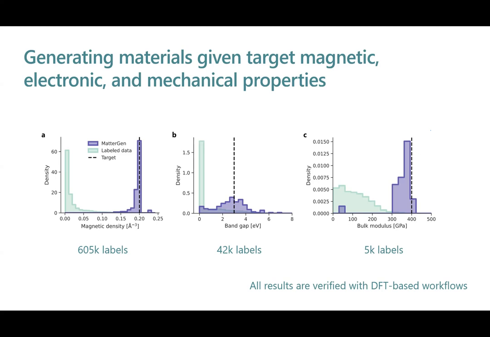More importantly, especially for the magnetic density and the bulk modulus, we are able to shift the distribution to the top one or even top 0.1 percentile of the data distribution, which I think is pretty impressive. In most materials design problems, you're looking for materials with very extreme properties, like a room temperature superconductor, but that's probably still a bit farther away. These are some of the structures we're generating, and each of them looks reasonable.